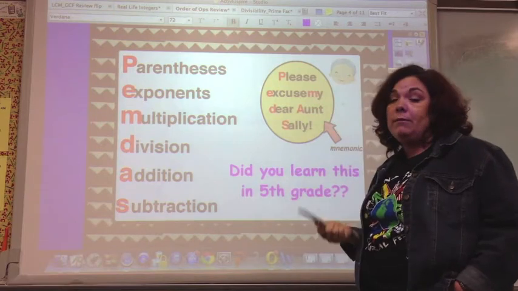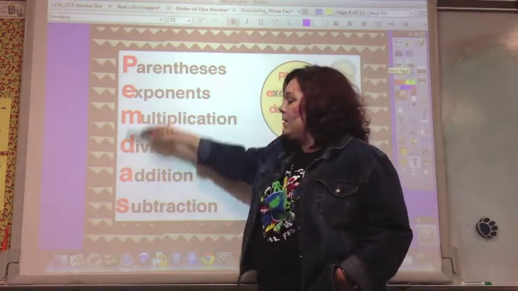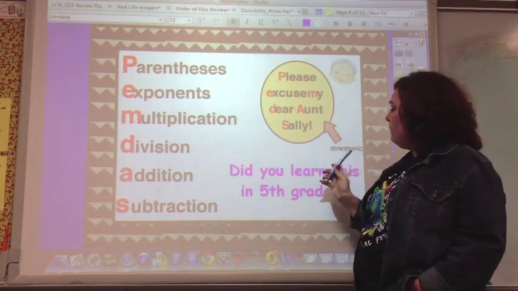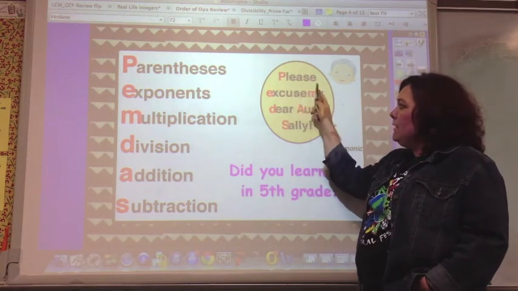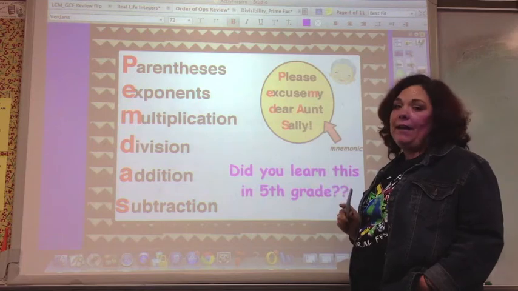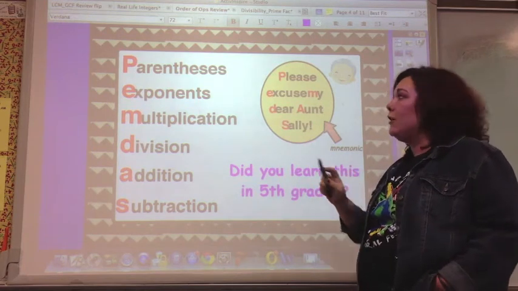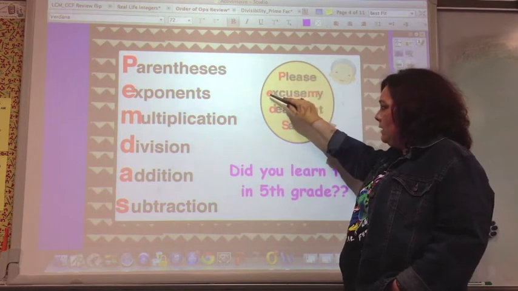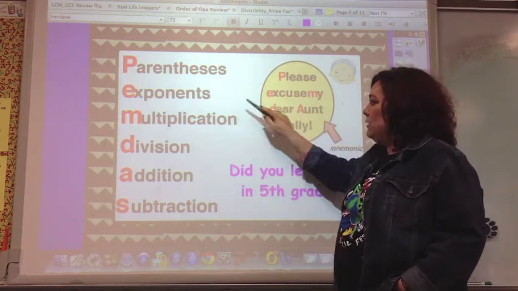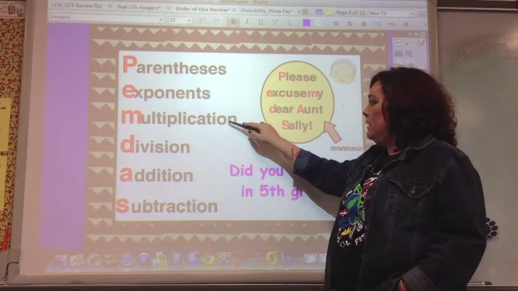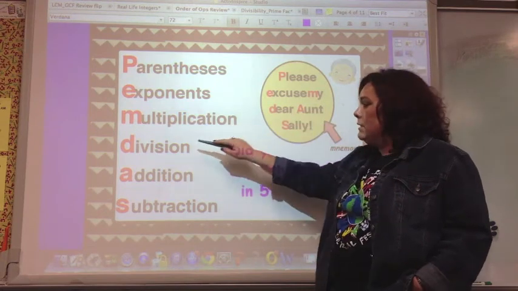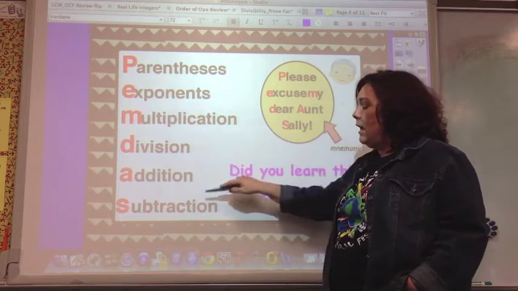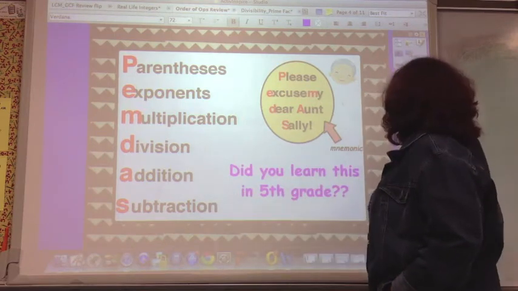Now you may not be able to remember the word PEMDAS to remember this order. You may have learned in 5th grade, please excuse my dear Aunt Sally, and that is the first letters that go with each. Please is P for parentheses, excuse is E for exponents, my is M for multiplication, dear is D for division, Aunt is A for addition, and Sally is S for subtraction.